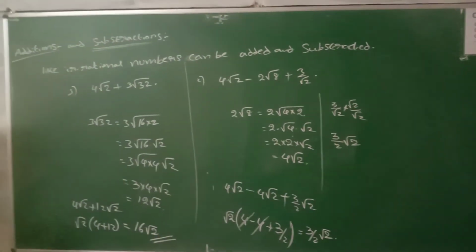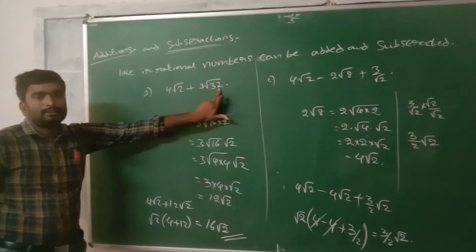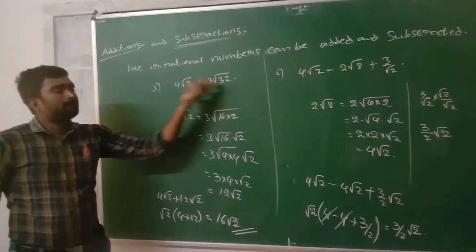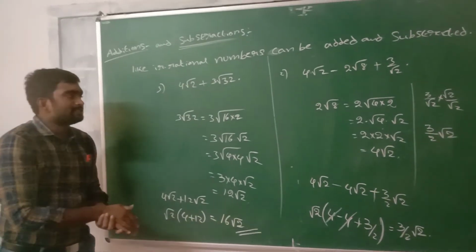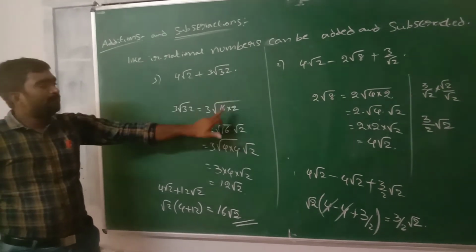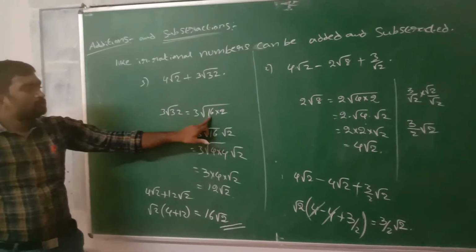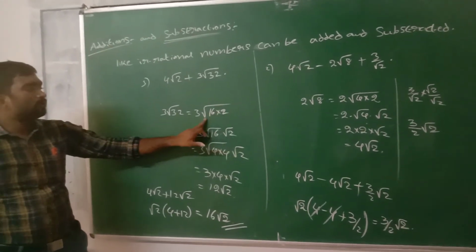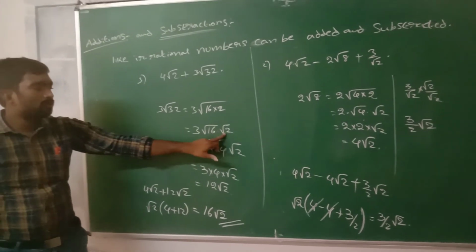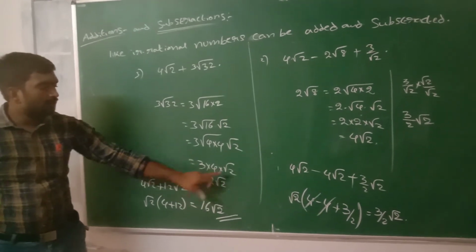Once again to explain, first of all 4 root 2 plus 3 root 32. Both are unlike, so 3 root 32 is converted into like irrationals. 3 root 32 will be changed into root of 16 into 2. Root a into root b equals root ab. Then 3 root 16 into root 2. Root 16 is equal to 4, so 3 into 4, that is 12 root 2.